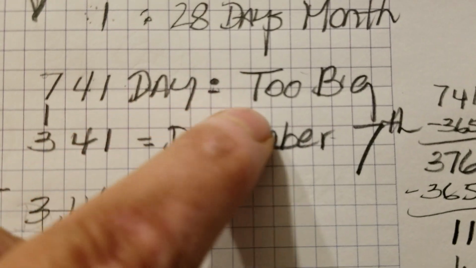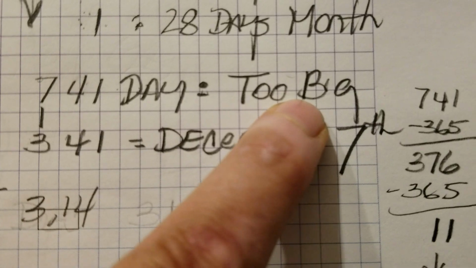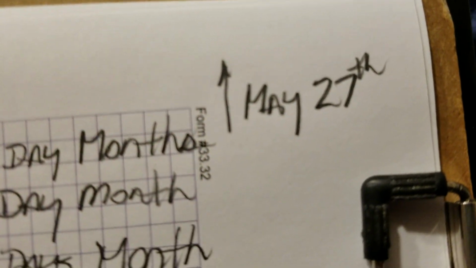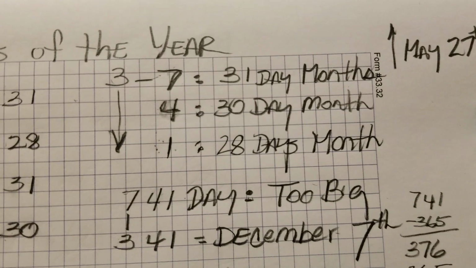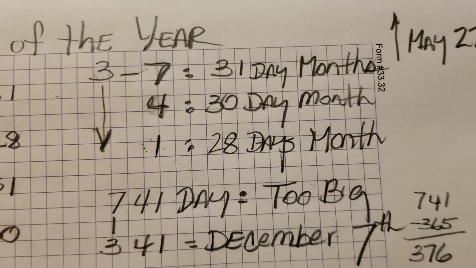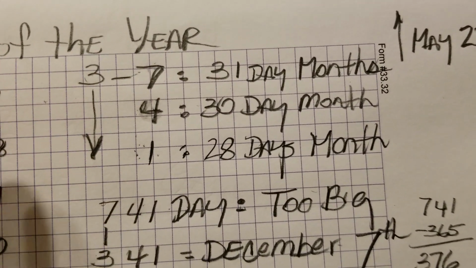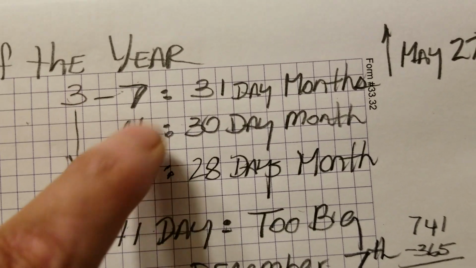741 days is too big. But if we read it upwards, it's 147, and that's May 27th. So we're looking at it from both perspectives, with just basic information. Most people don't even know this. But just simply make an observation.